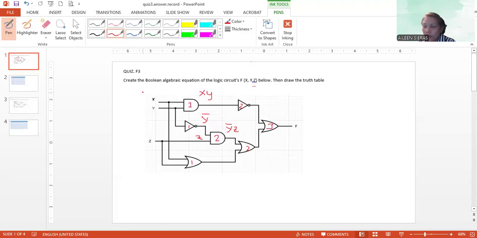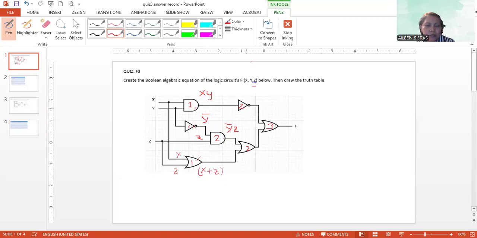Okay. The next is this first OR gate here. The first input is X and the other input is Z. Since this is the OR gate, it's the same as the addition operation. So we have here X plus Z. Okay. So we are done in this part here. This one, this one, this one, and this one.